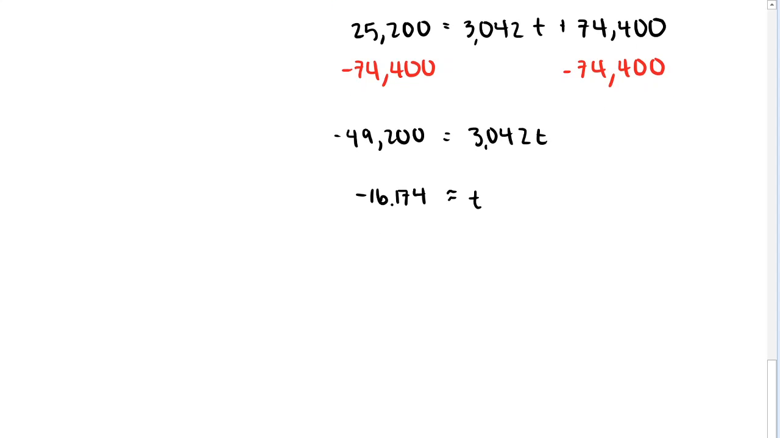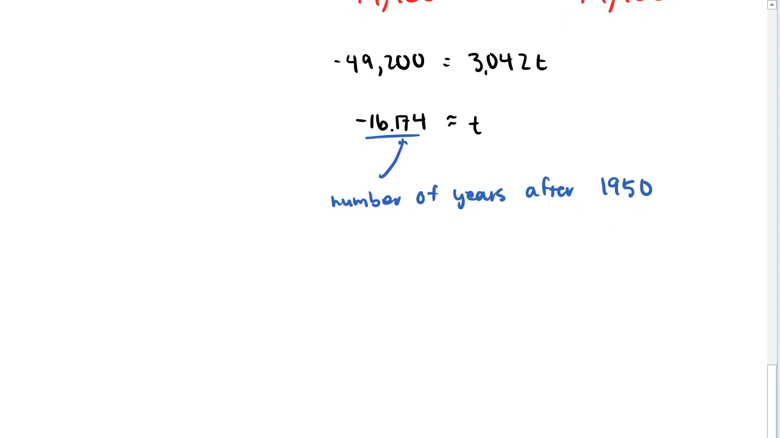So what is this saying? This is saying that when t is equal to negative 16.174, we have the median values of the homes are equal to each other between the two states. And so this is the number of years after 1950. And so here this is really describing the year, well, roughly 16 years before 1950, so 1934, just before 1934.